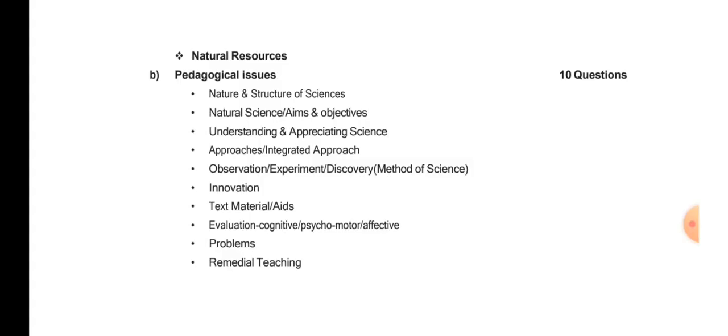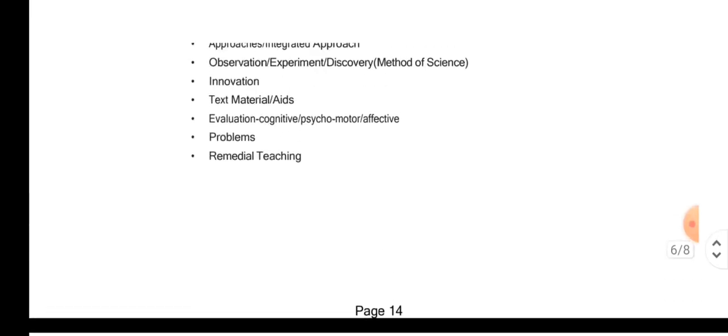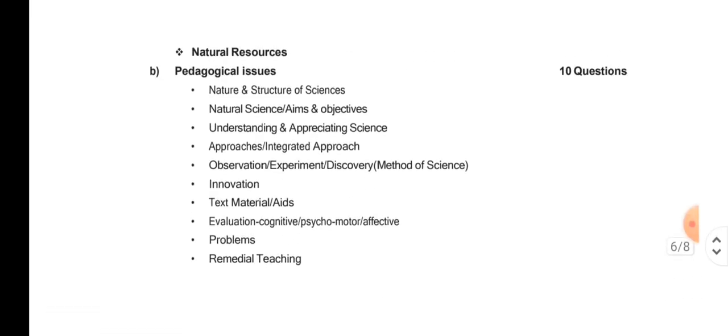Now pedagogy: nature and structure of science you should know, natural science, aims and objectives you should know, understanding and appreciating science, approaches to science, integrated approaches, observation and experiment, discovery method of study of science, innovations, text materials or teaching aids you should know, evaluation, cognitive, psychomotor and affective domains, these are the different types of domains you should be well versed in. Then problems related to science, content and remedial teaching. These are the things you should know in science.